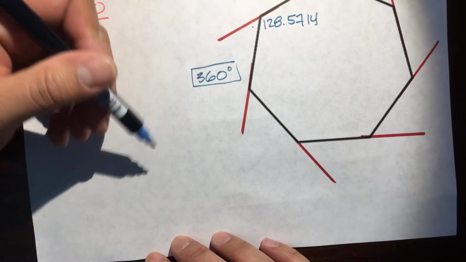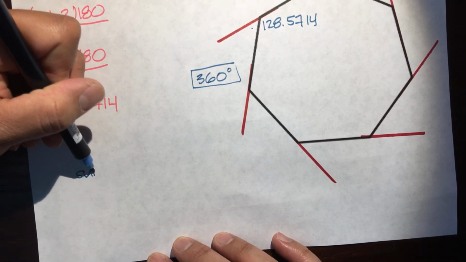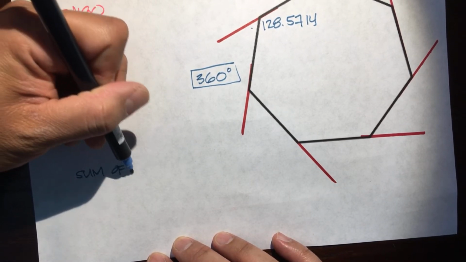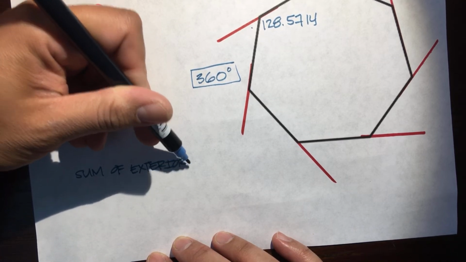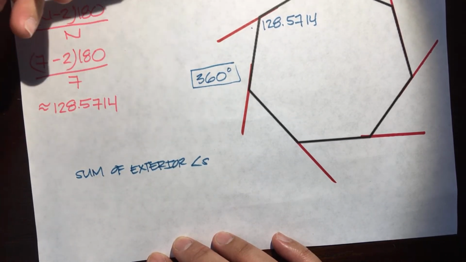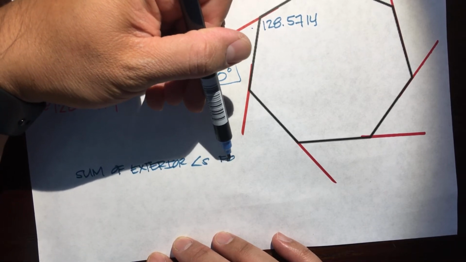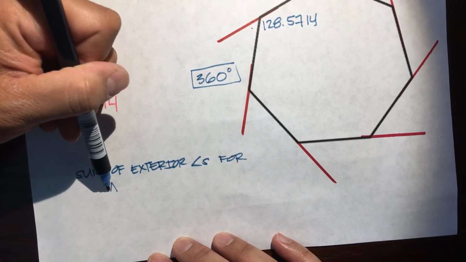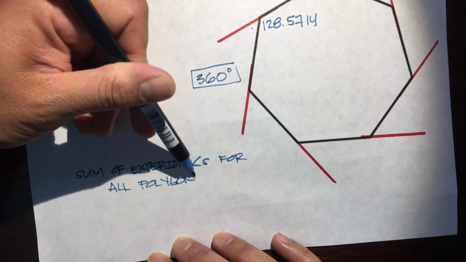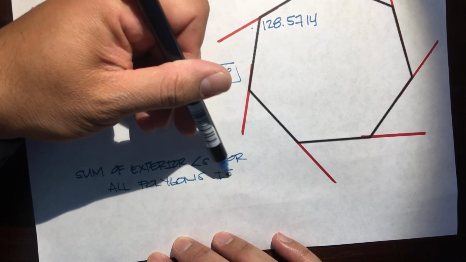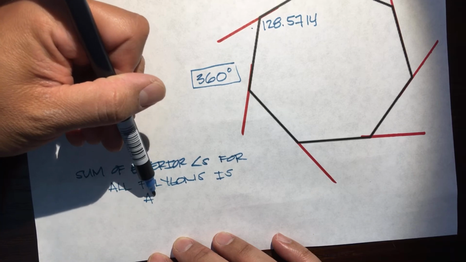So here it is: the sum of exterior angles for all polygons is always 360 degrees.